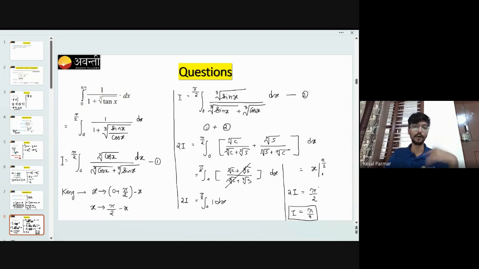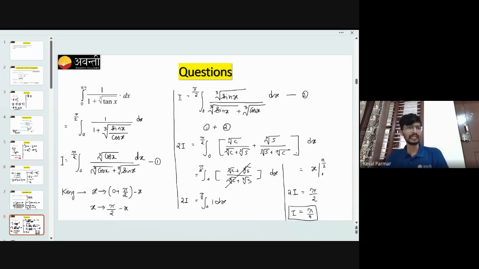That is, in the options, you must have marked pi by 2. But that is the value of 2I. We wanted I. So my correct answer should be pi by 4. I hope it is clear. It is a good question, or a very simple question I would like to say, for using the King property.